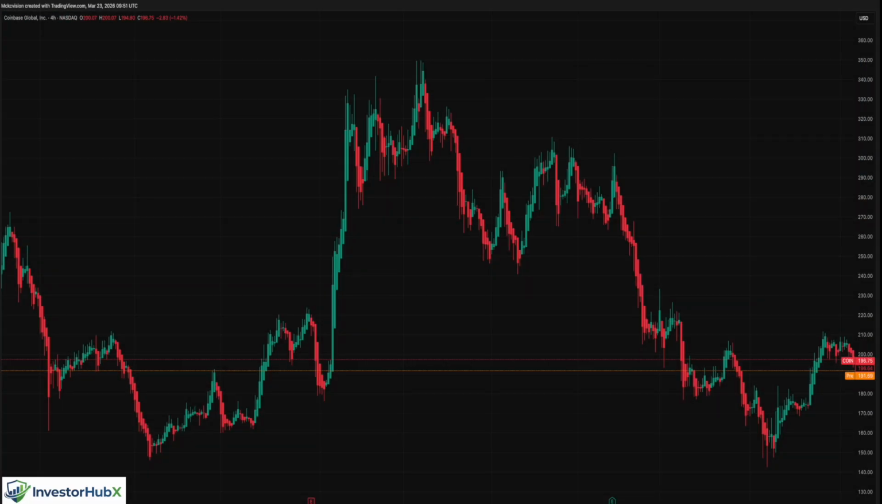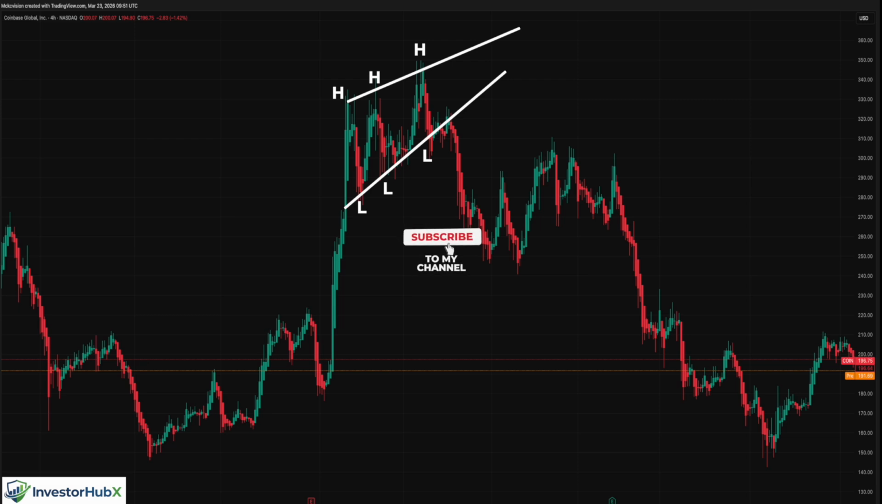Let's take a look at this on the 4-hour time frame on Coinbase. On this chart, we can see price moving upwards, forming higher highs and higher lows. At first glance, this looks like a strong uptrend. But if we zoom in, we notice something important. The highs are getting closer together. The lows are also getting closer together. This creates a tightening structure, which forms a rising wedge. When a rising wedge breaks down, it often marks a transition from an uptrend into a downtrend.